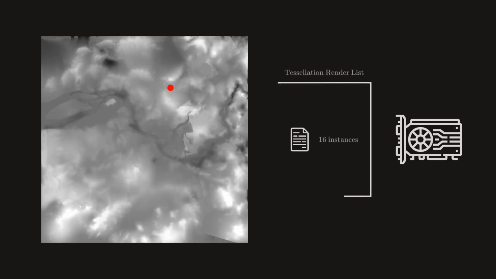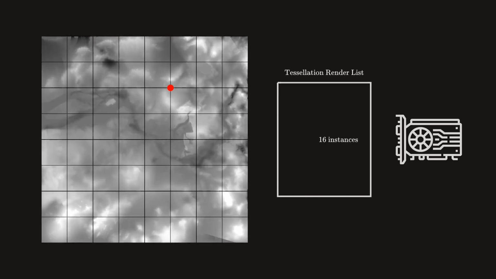The best method is to take advantage of tessellation hardware. This way, we can render the whole terrain with only one instance drawcall, and then control the density of the grid in the tessellation evaluation shader.